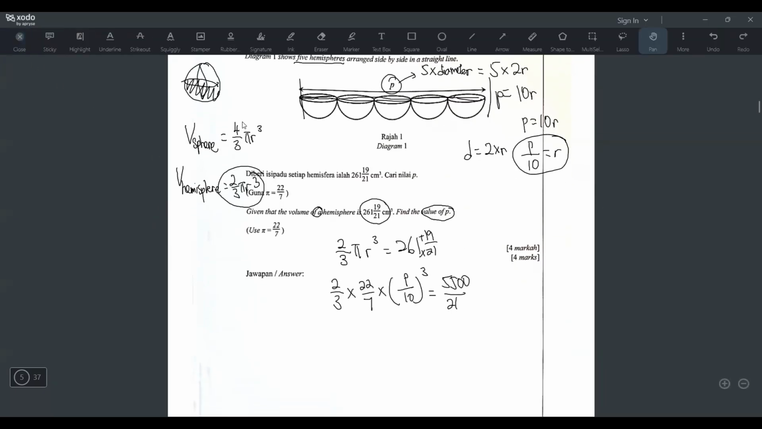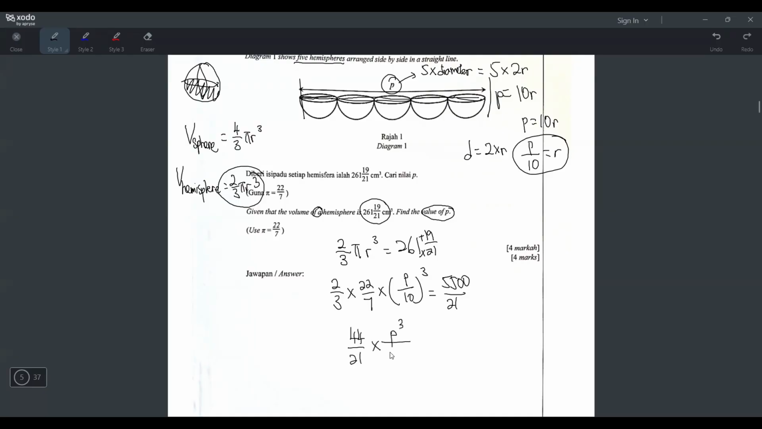So now we can find our P. First, I will multiply these two first. The way to multiply is just atas darab atas, bawah darab bawah. So you end up with 44/21. Then multiply with P over 10 power 3. You can do power 3 by taking the atas number power 3 and the bawah number also power 3. So it becomes P power 3 over 1000. Don't forget that both numbers have the power 3, because it's like the whole thing.